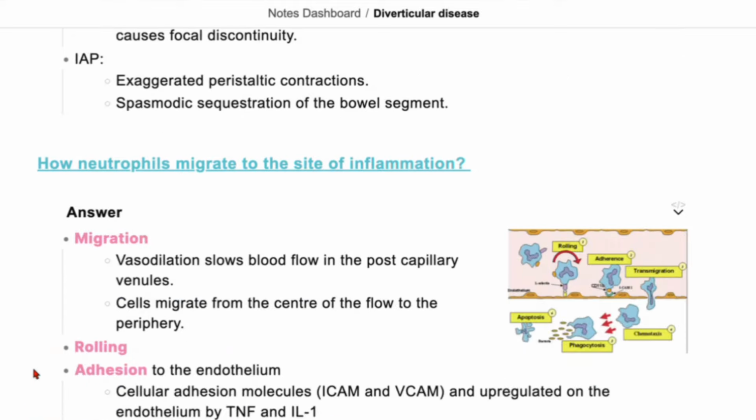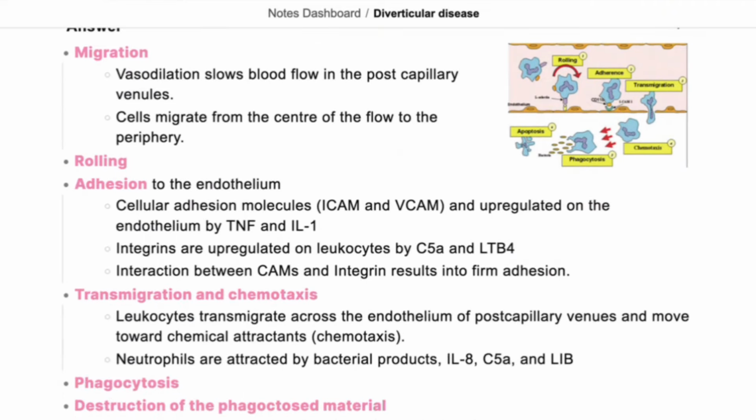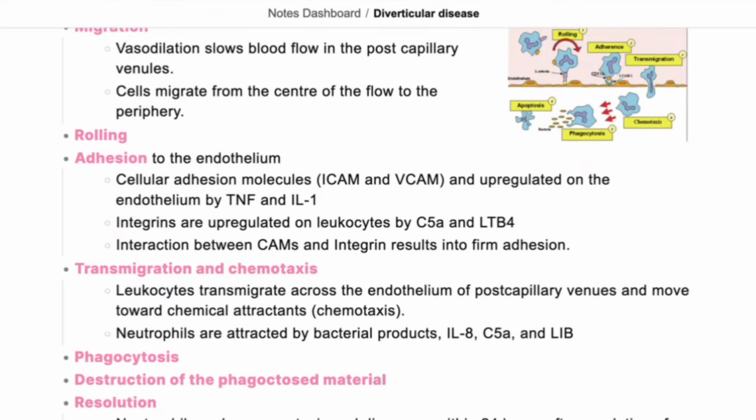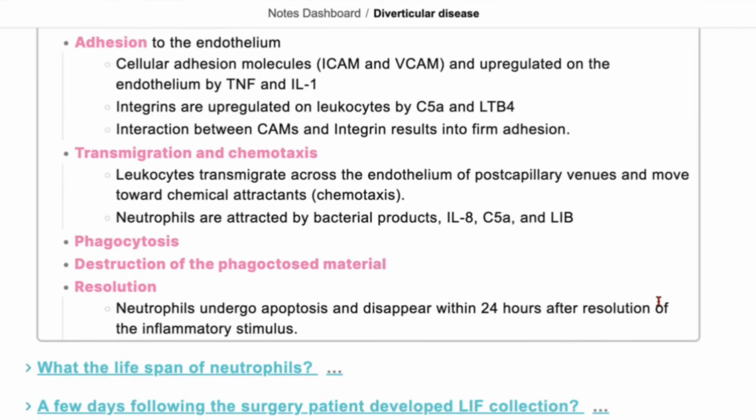That's right. So margination, rolling, adhesion, transmigration, and finally chemotaxis. And then the process will continue by phagocytosis through the phagocytes, and at the end, destruction of these phagocytes and the resolution of the inflammation. All right. But you want to mention the migration happens through 4 stages: rolling, adherence, transmigration, and chemotaxis. You want to mention the word chemotaxis. Yes. All right. Good.